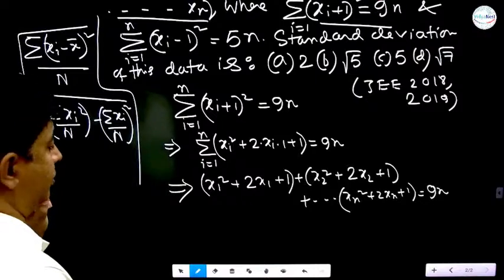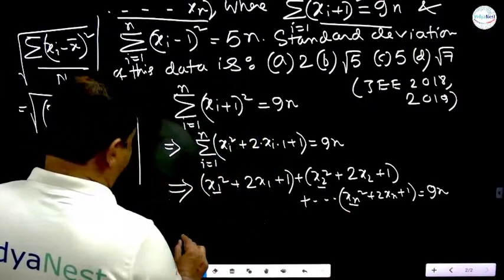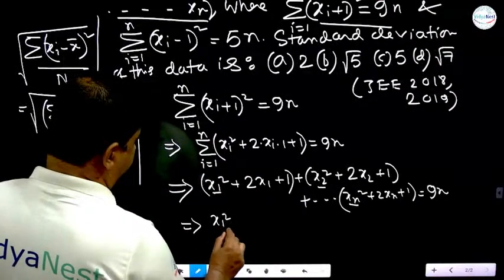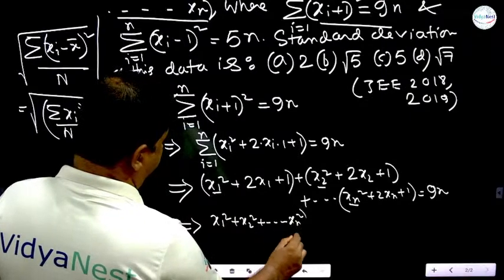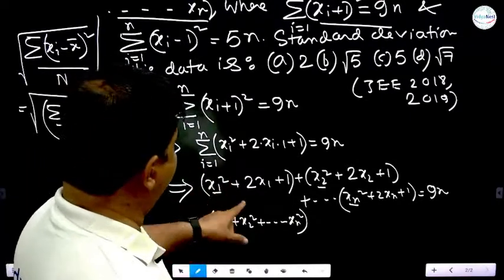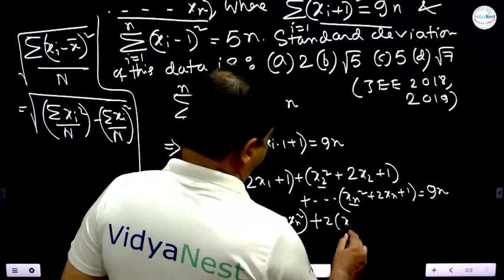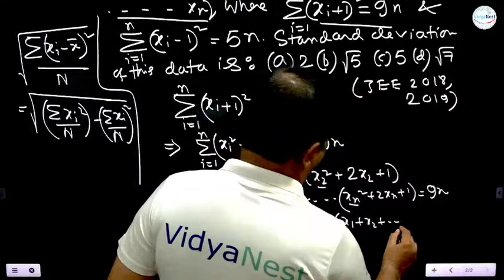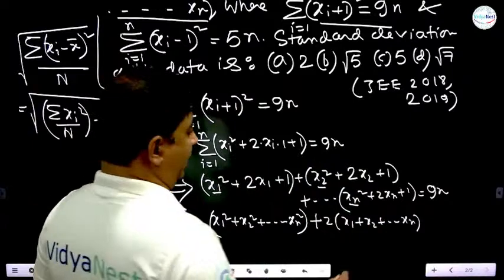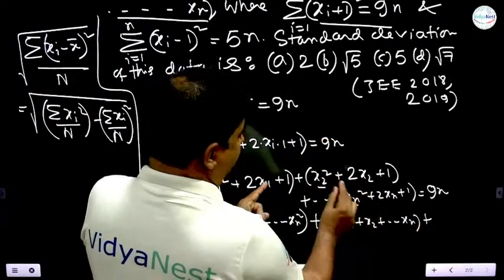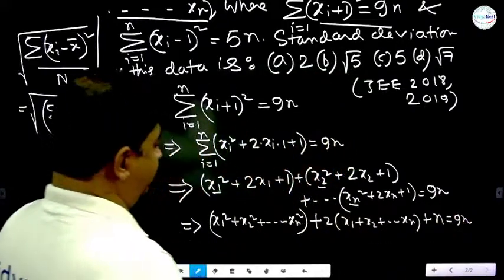Now, you do one thing. Bring all the square terms in a bracket. Now, all the terms which involve 2, you put in a bracket. And how many 1s are there? N number of 1s, so put n. 1 plus 1 is 2, 2 plus 1 is 3. In this way, it will go up to n terms. Okay?